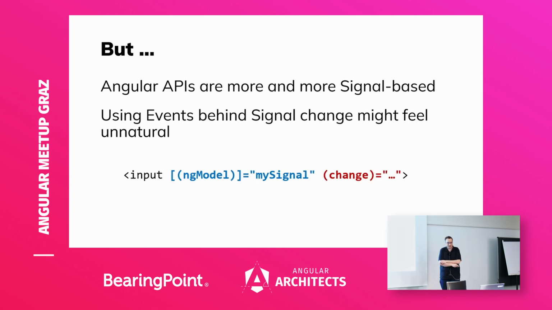there is a catch, namely more and more Angular APIs will be signal-based. Think about the router, think about Angular forms. All of them will be updated for signals eventually. And that's why using the DOM event behind the signal change might feel quite unnatural. Because you have a high-level API in Angular, so why use the low-level DOM API? It might be doable in most cases, but it might feel unnatural. And in some cases, it might not even be possible, especially when the event is abstracted away.